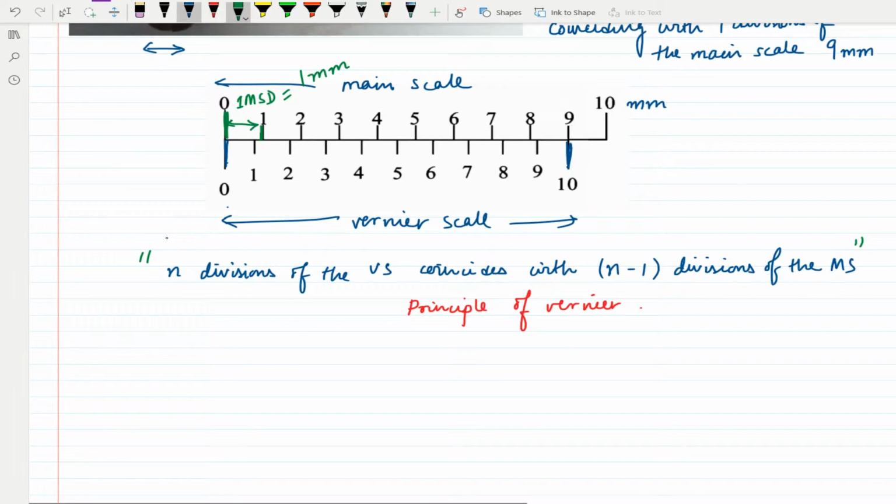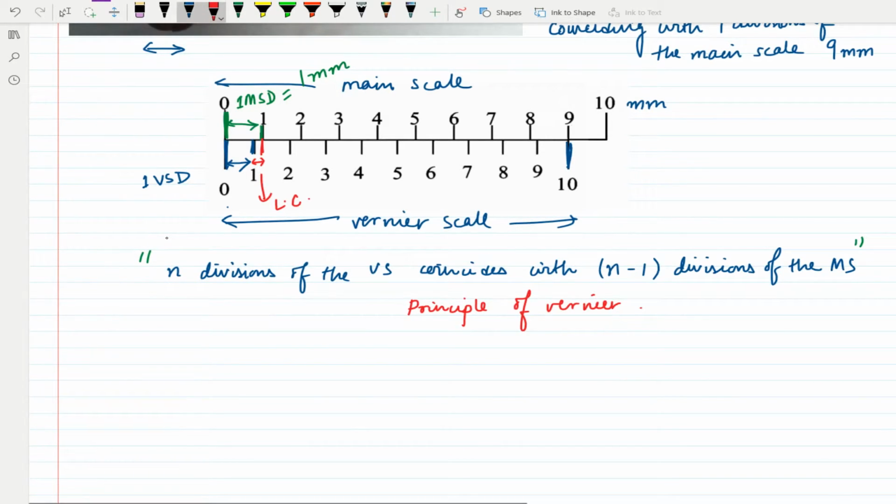And this gap which you see here, from here to here, is one vernier scale division. Okay, one vernier scale division. And this difference between the readings, this gap which you see here between the main scale division and the vernier scale division, this difference is called the least count. This is called the least count. Okay, and we are supposed to find the least count of the vernier caliper.